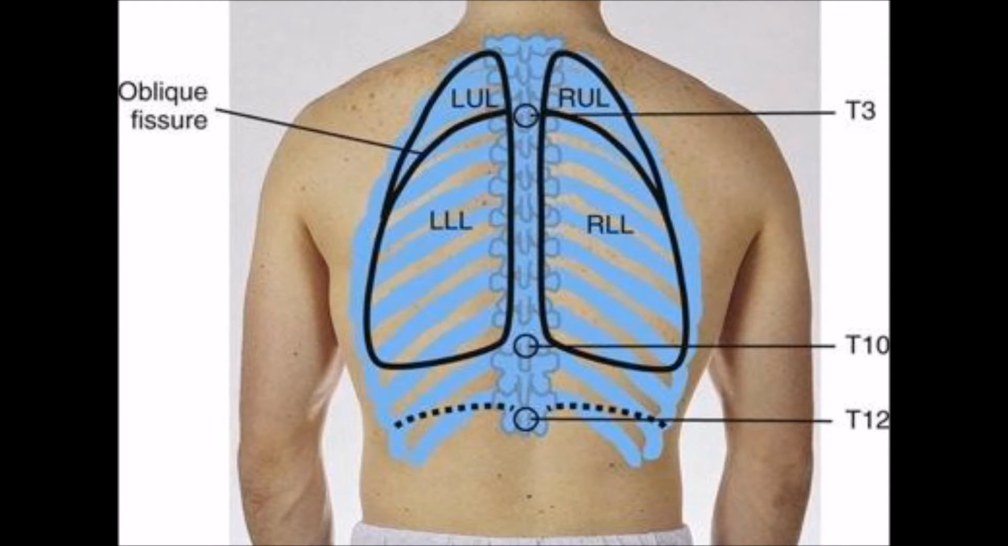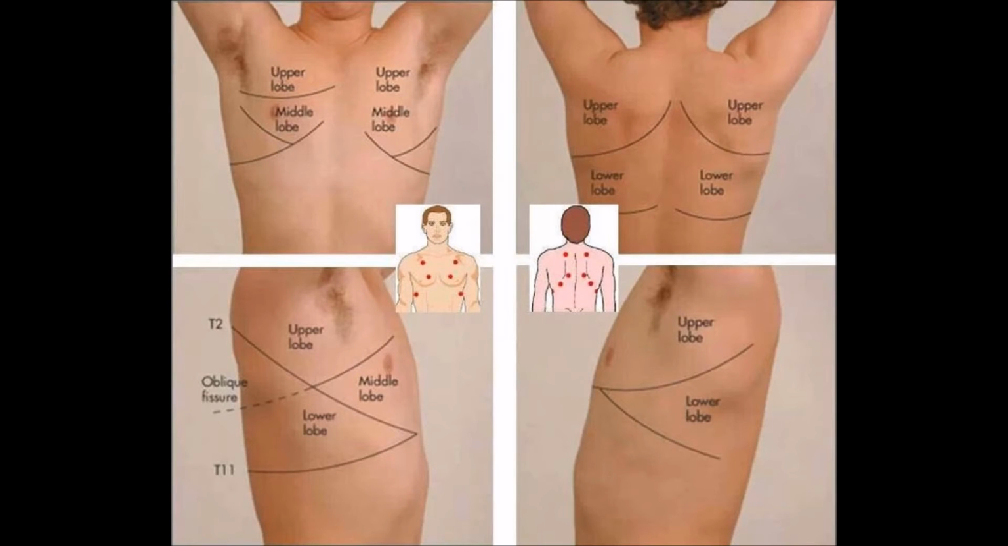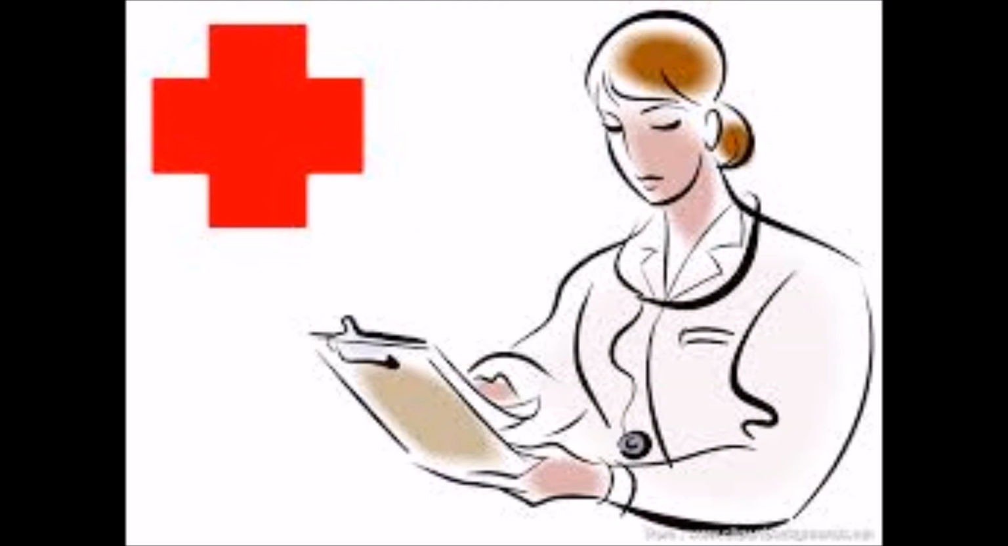Inspect the shape of the thorax for indication of chronic respiratory conditions. If the patient has emphysema, they most likely will have what's called a barrel chest. Palpate for bulges, tenderness, and abnormal movement. Auscultate the patient's breath sounds.